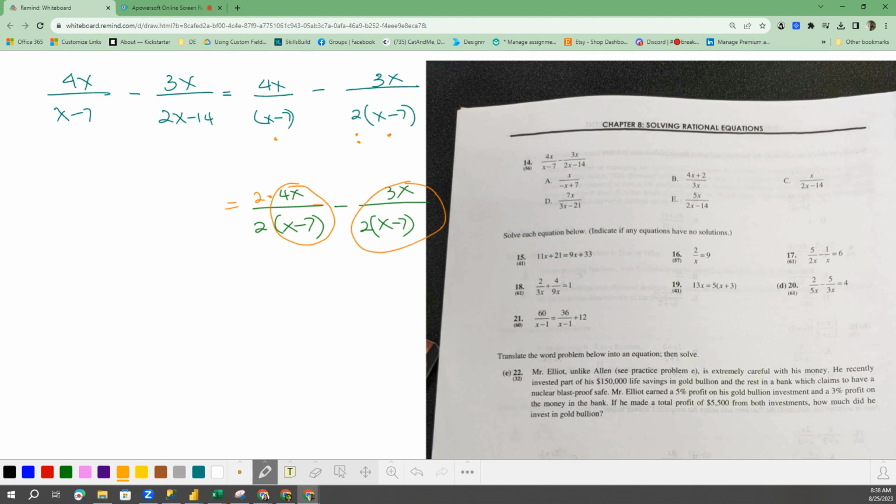And so now we will extend this as if it's one whole fraction. So, one denominator, 2 times x minus 7 here. And so now the top is 2 times 4x, that's 8x, minus 3x. And then you can combine the numerators and see if you can cancel with any in the denominator. And you should be set to find the correct answer.